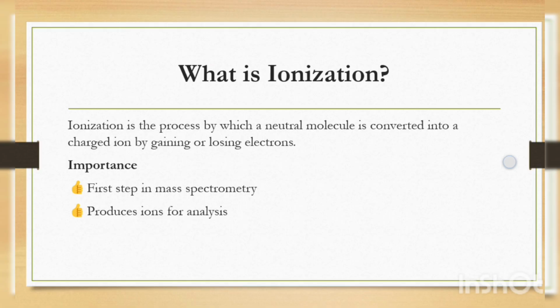What is ionization? Now, what exactly is ionization? Ionization is the process by which a neutral molecule is converted into a charged species by gaining or losing electrons or by other charge transfer processes. For example, in electron ionization, M plus e minus gives rise to M positive radical plus 2 electrons. Here M represents a neutral molecule. When it loses an electron, it forms a positively charged molecular ion. The dot indicates that there is an unpaired electron, so this is called a radical cation.